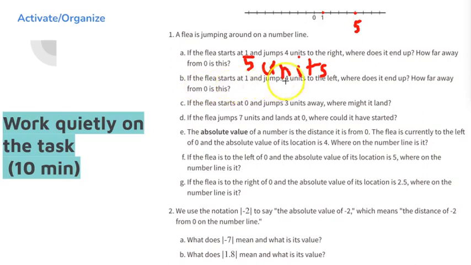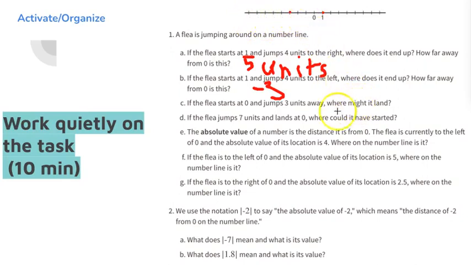Okay, what about this one? Starts at 1 again, but now jumps 4 units to the left. 1, 2, 3, 4. Where is it now? Yeah, it's at -3, isn't it? Because look, we are 3 units away from 0. And how far away is that from 0? It's 3 units. Even though this is on the negative side, it's still only 3 units because we've only gone 3 units away.